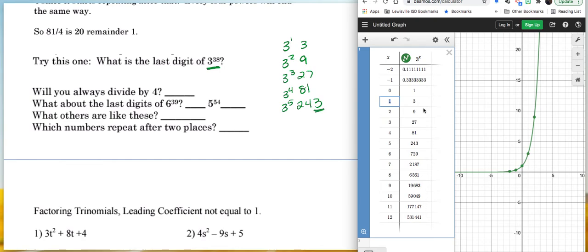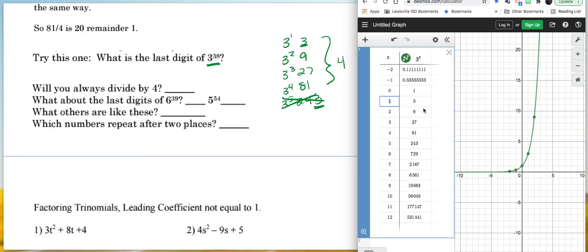So once it repeats that 3 at the end, you want to ditch that 1. You want to only look at the pattern before it's repeating to see how many are in the pattern. There are 4 in the pattern, just like last time, but it is not always 4 in the pattern. And so the power was 38. So you want to take that power of 38 and you want to divide by 4. And you want to look for the remainder.